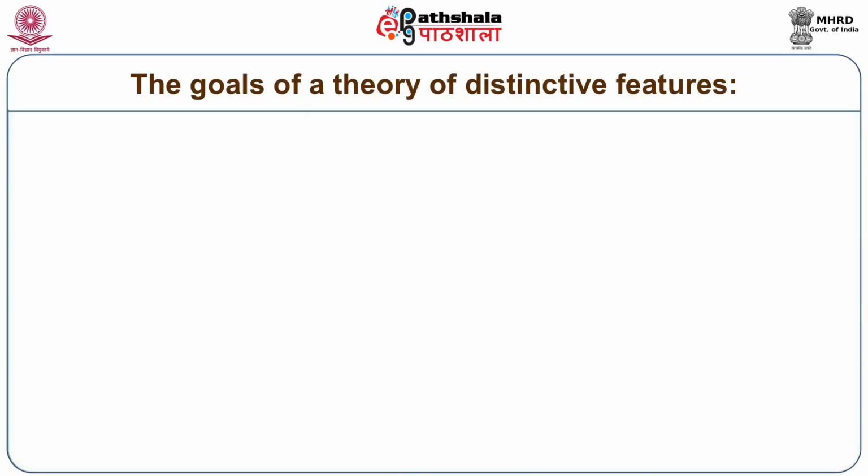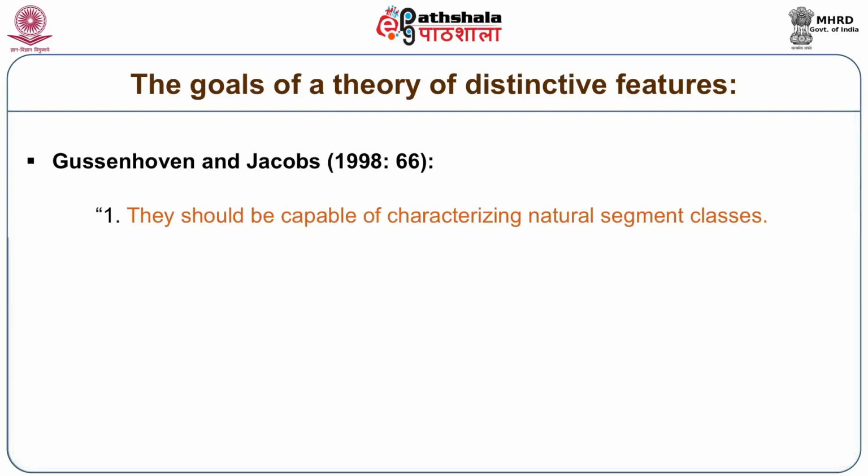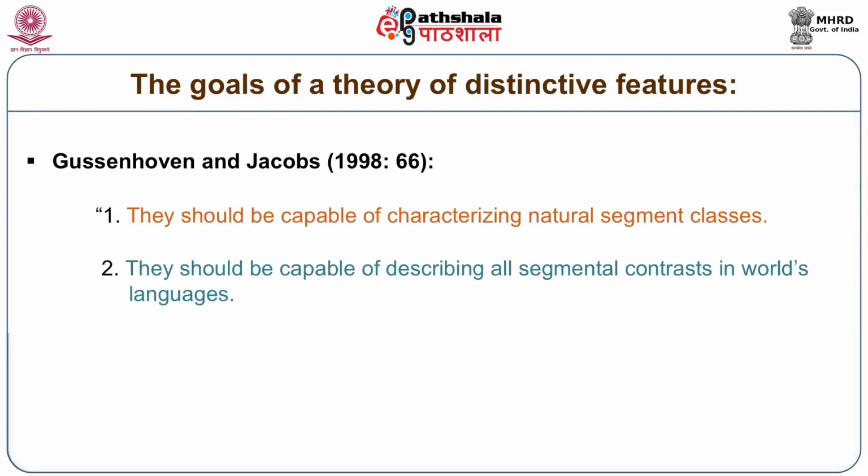Now, what does a distinctive feature theory have to achieve? There are three main goals of a theory of distinctive features as you see them on the screen. They should be capable of characterizing natural segment classes. They should be capable of describing all segmental contrasts in world languages. They should be definable in phonetic terms. We have looked at the first two aspects of the goals of a distinctive feature theory. The last one is the one which aims at making the theory of distinctive features verifiable.